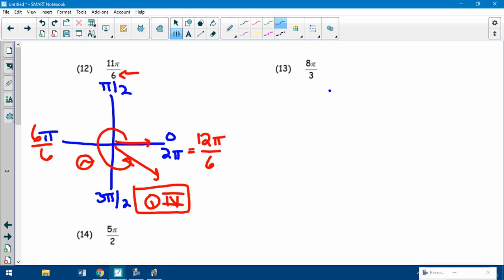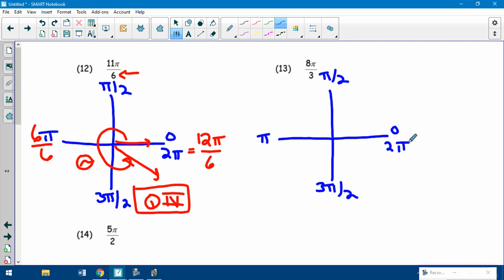All right, we're going back to 8 pi over 3. 0, pi over 2, pi, 3 pi over 2, 2 pi. What quadrant do you think 8 pi over 3 is in? Did you say quadrant 1? If you did, wrong again. We're over 3. This is 3 pi over 3. This is 6 pi over 3. So 8 pi over 3 is more than all the way around.